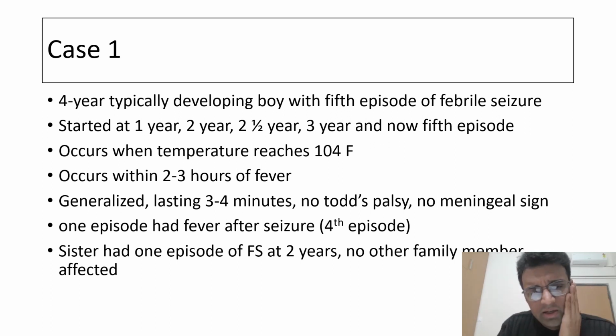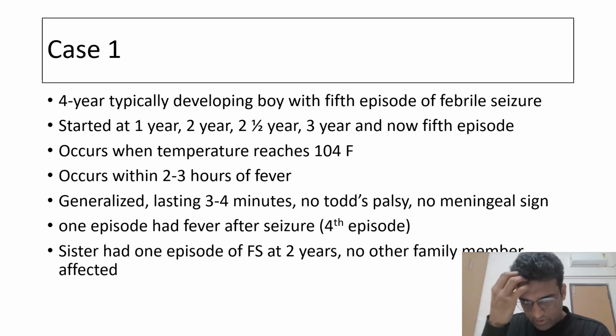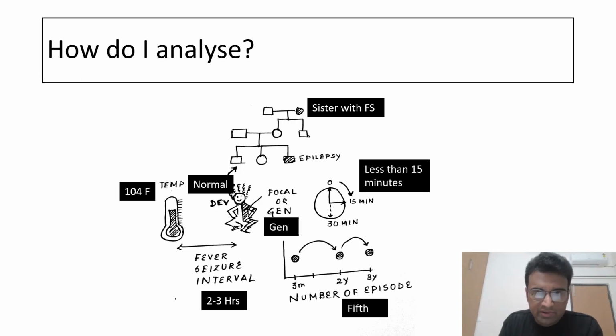This is a 4-year-old typically developing boy with a fifth episode of febrile seizure. It started at 1 year, then 2 years, 2.5 years, 3 years, and now the fifth episode. Every time the child has a febrile seizure, it usually occurs when the temperature reaches 104, within 2 to 3 hours of fever. It's generalized, less than 15 minutes, no Todd's palsy, no meningeal sign. One episode, the fourth one, had the fever after the seizure. Sister had one episode of febrile seizure at 2 years of age, no other family member affected.